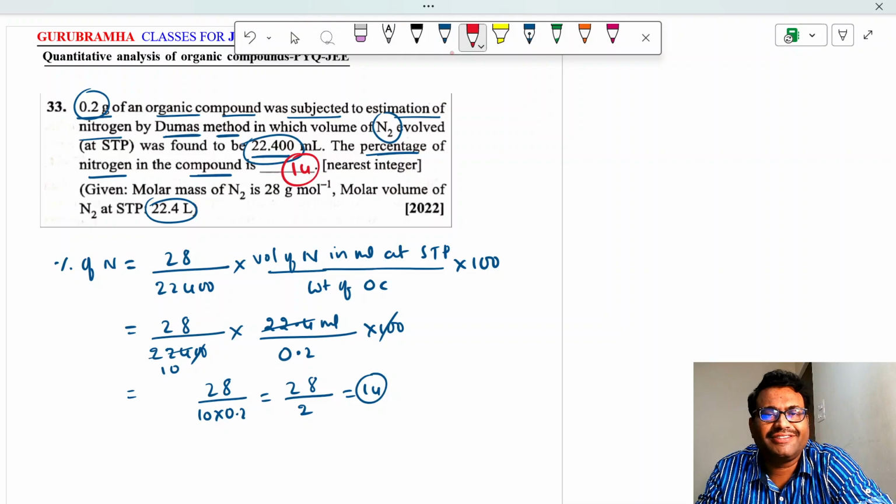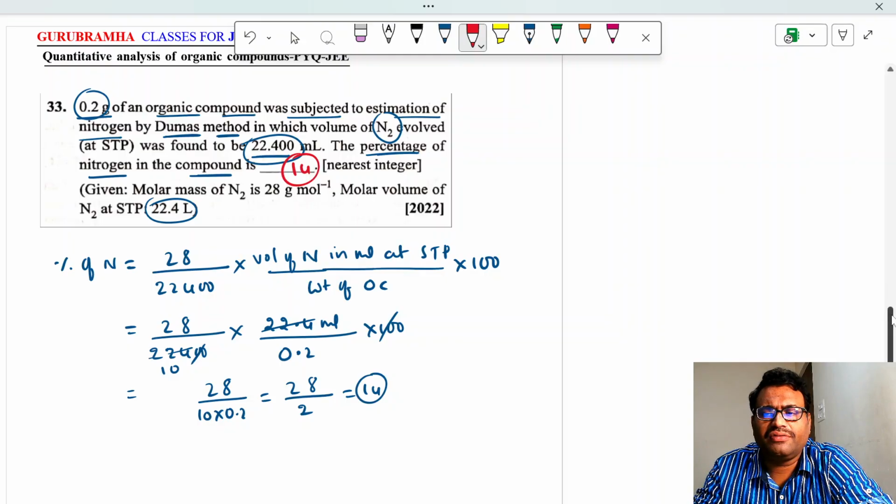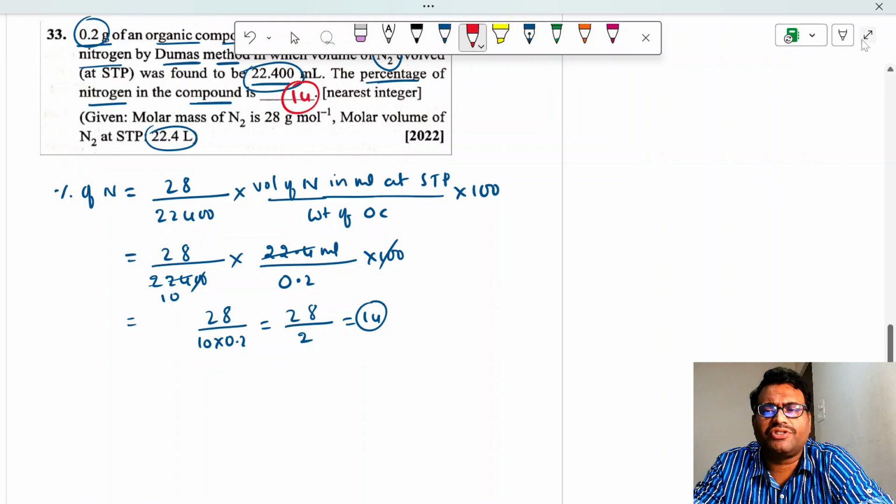Understand? So first of all, you have to understand the question, then it will be easy. We have the formula and the procedure, but understanding the question is important. To understand the question, first write what is given and what is asked. Then you can solve. Let us move to the next question.